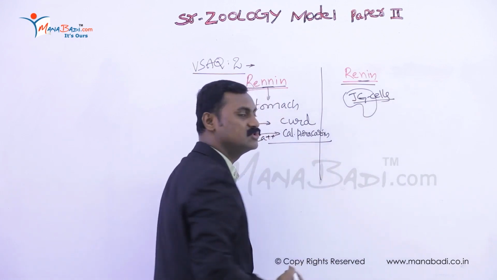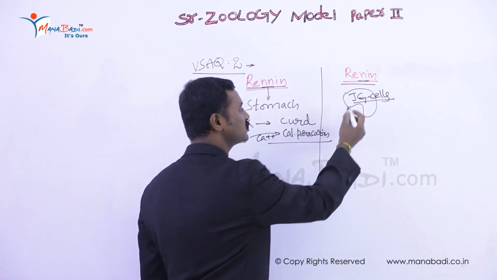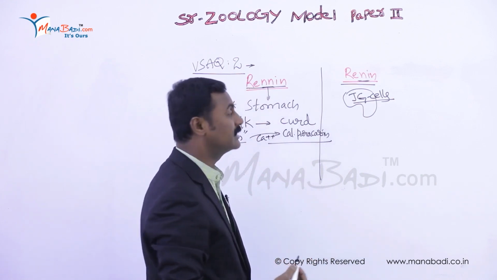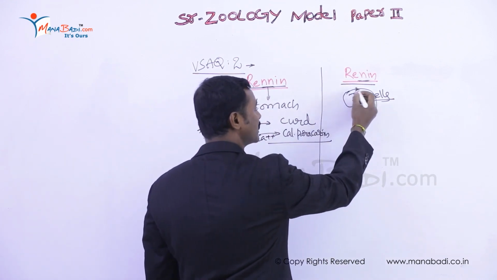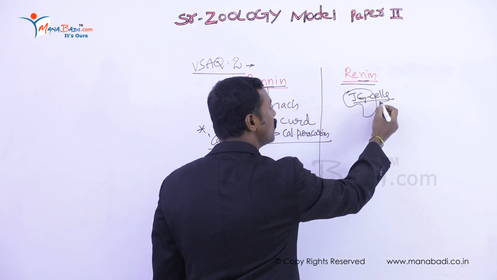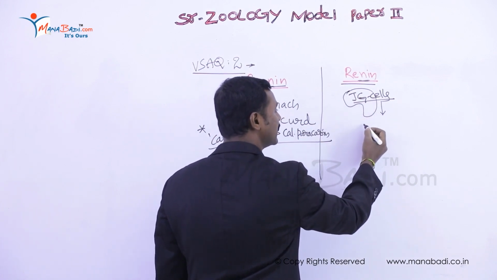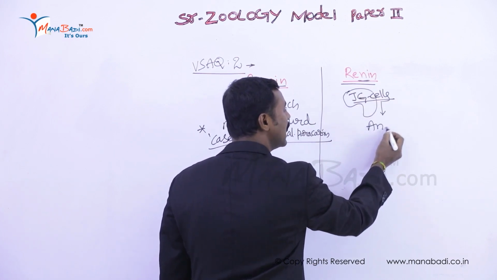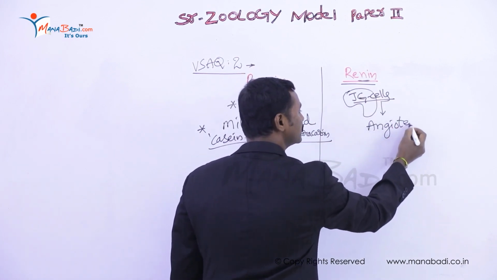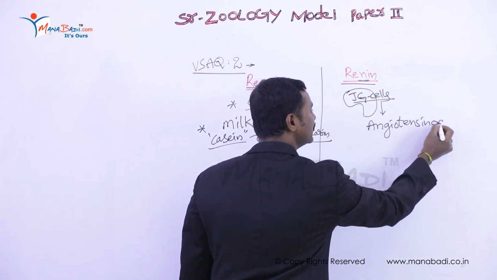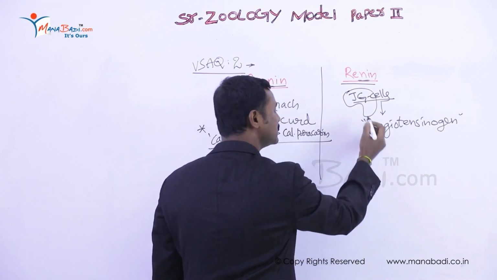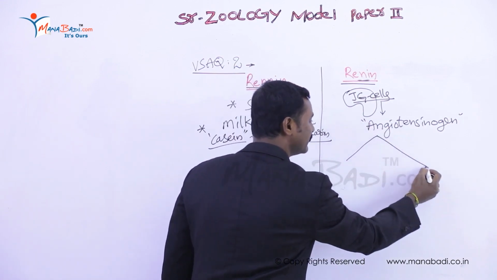What are juxtaglomerular cells? Where are the juxtaglomerular cells? They are present in the kidney, especially in the nephron structure, where we can see these JG cells. What is the use of this? They are able to release the enzyme renin. It acts on angiotensinogen, which is released from the liver.